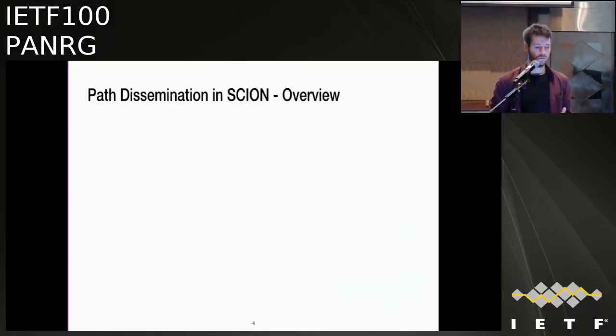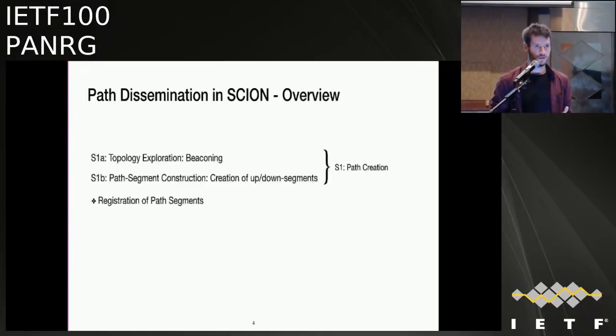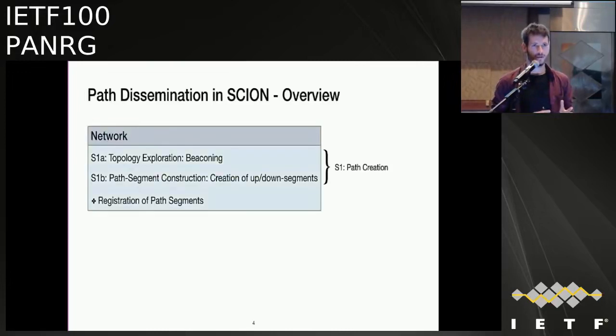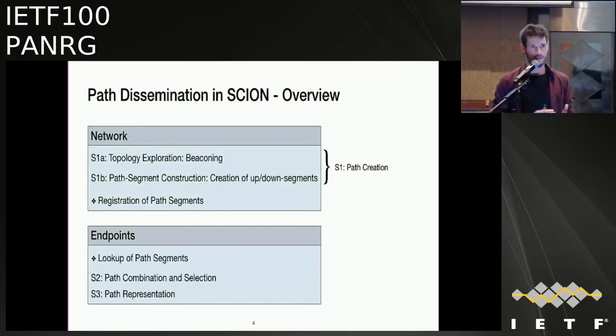So to give you an overview about how path dissemination looks in Scion. The first step is path creation, and this boils down to topology exploration, which is done through a process called beaconing. And then we have path segment construction, namely creating up segments and down segments, which I will explain soon how they work. Then these path segments are registered, and this whole process in Scion is performed by the network. So what the endpoints do is that they start by looking up these path segments, and then they will combine these path segments into end-to-end paths and then select among them. And in the end, they will just inform the network about which paths they want to use.